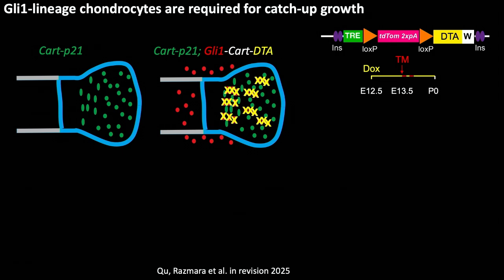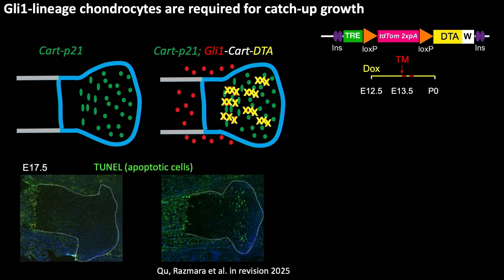So that the Gli1 lineage here in red will be ablated, but only once they become chondrocytes, only once they become cartilage. So it's very specific targeting. This works as expected, so we detected TUNEL-positive cells, so apoptotic cells, only in this triple combination as compared to P21 expression only, for example.